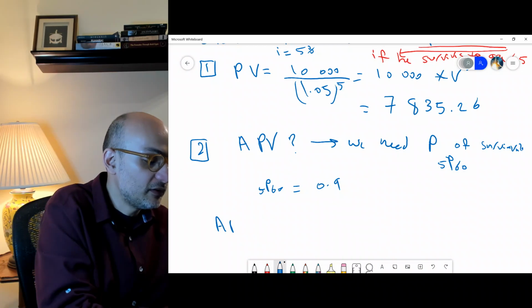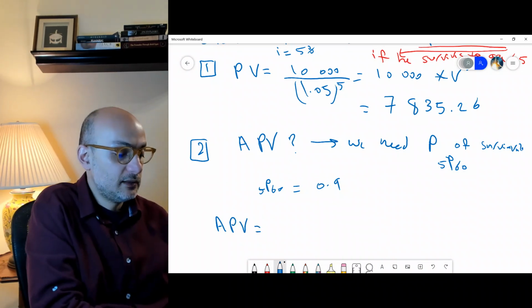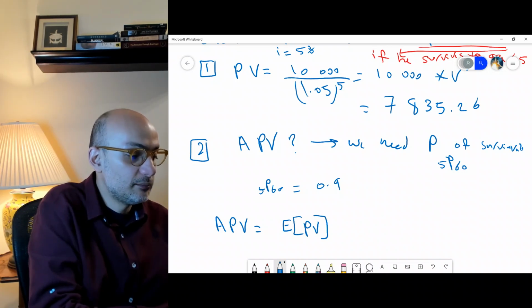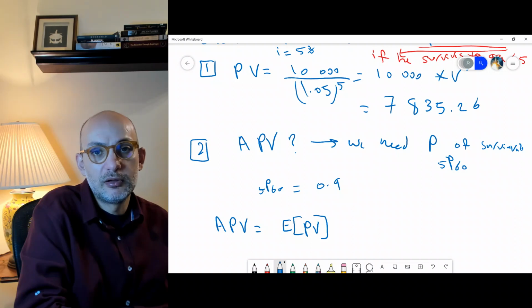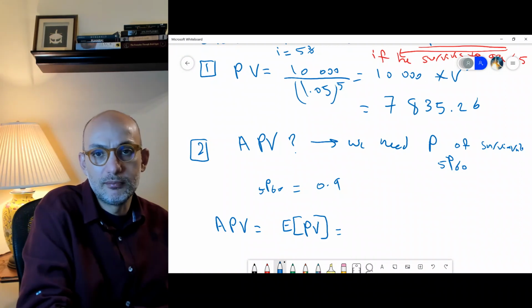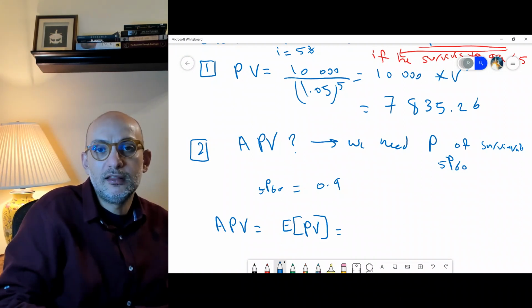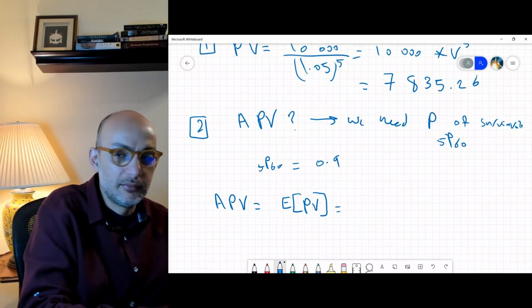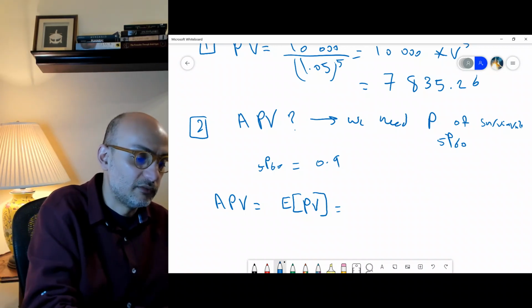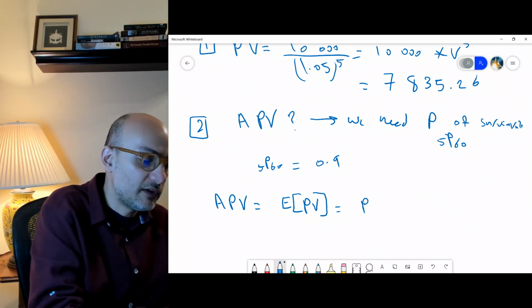Then the actuarial present value, we can write it in a different way, is the expected value of the present value. And how do we calculate the expected value? We multiply by the probability. What is the expected value of getting heads? You multiply the probability by the number of trials. If you do 10 trials, n multiplied by the probability of success, you get the expected value. The same logic here. So we need the present value multiplied by the probability.